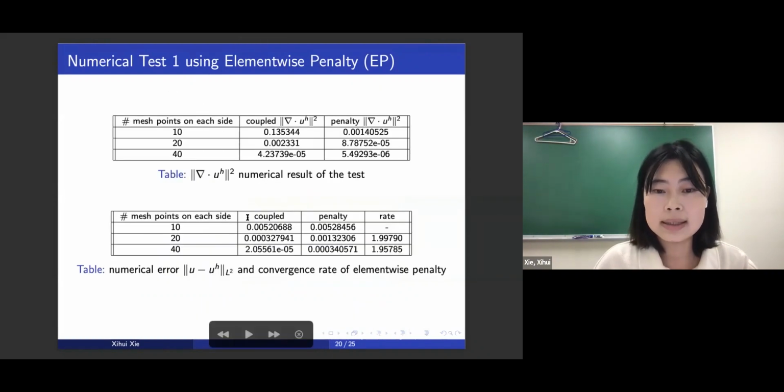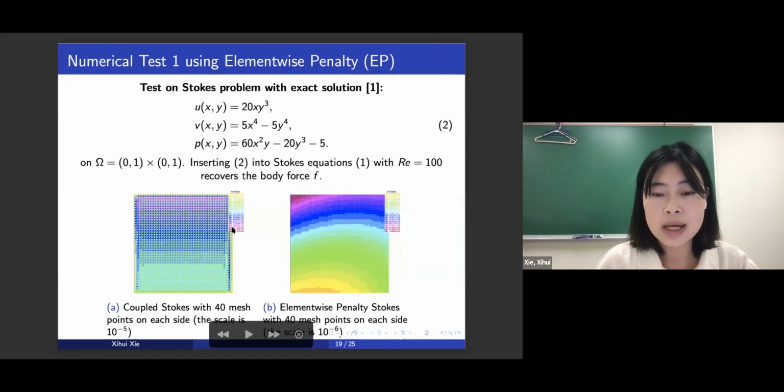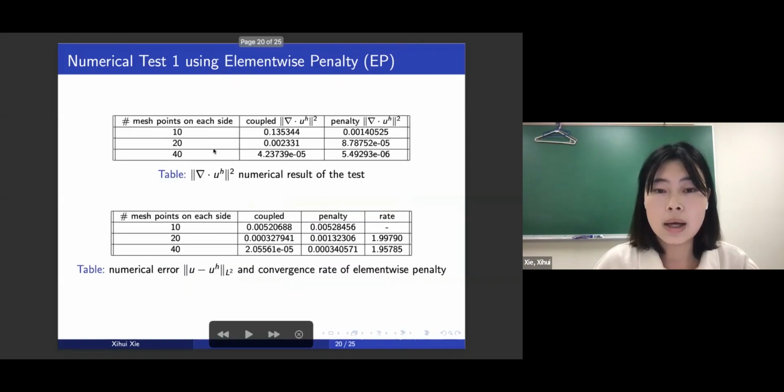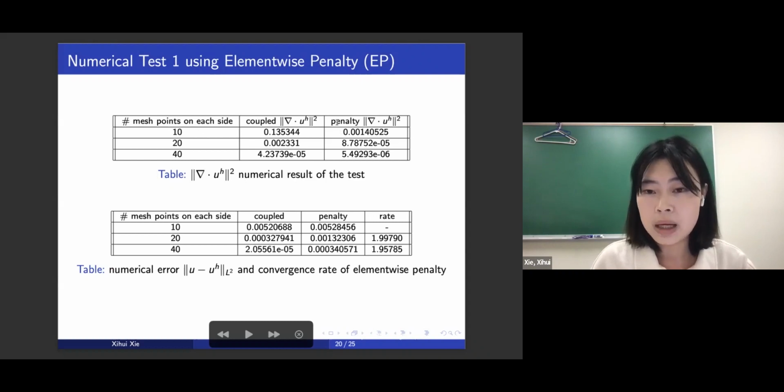And next is the detailed result with different numbers of mesh points on each side. Previously, we had 40 mesh points on each side. Next we have 10, 20, 40. We see that if we have fewer mesh points on each side, the advantage of the Elementwise penalty is more clear. This penalty has a smaller dvu value, and also the error of the penalty method is approximately the same as the coupled system.